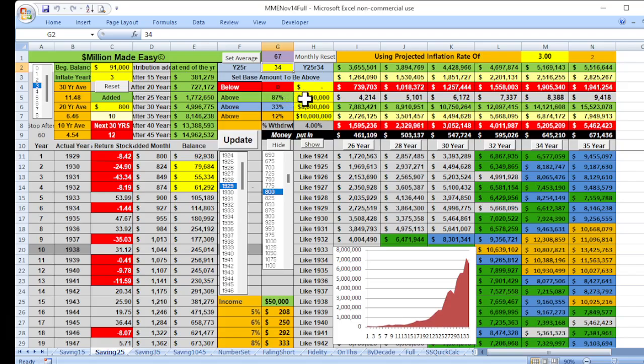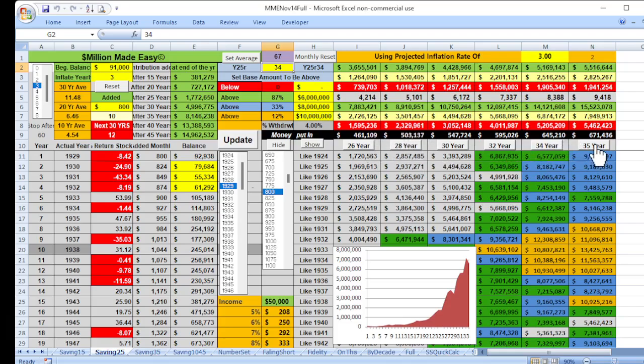87% of the time, you'd have over 6 million in this column. 33% of the time, you'd have over 8 million. And 12% of the time, you'd have over $10 million. Again, the red row is the worst case scenario. This row in the middle is the median, and this is the best case scenario over the last 100 years for each of these different time periods.